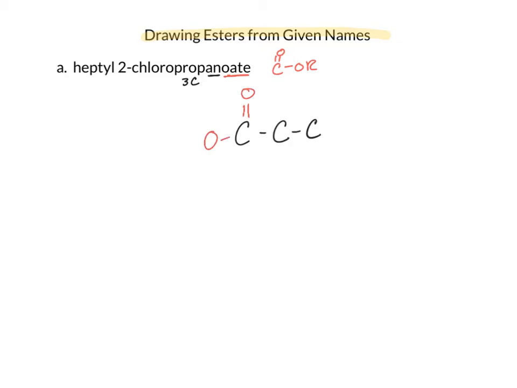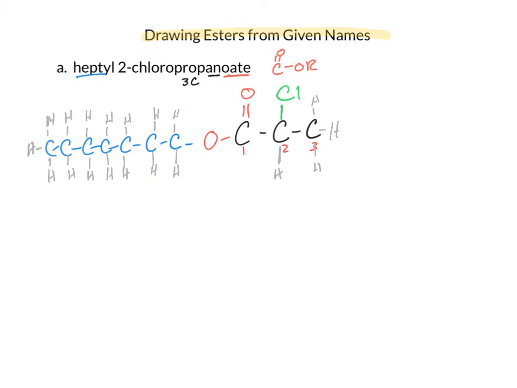Now that we put in our C double bond O, we're going to add on to the oxygen. We're going to add 7 carbons as we see that it says heptyl. So it's 7 carbons on that oxygen and then 3 carbons in our main chain. We'll go to carbon 2 on the main chain and we'll put our chloro on there. And that is our carbon skeleton. Now we just need to add in all of our hydrogens, making sure that every carbon has 4 bonds, every oxygen has 2. Beware of where that C double bond O is. We don't want to add an extra hydrogen. And that is our heptyl 2-chloropropanoate.